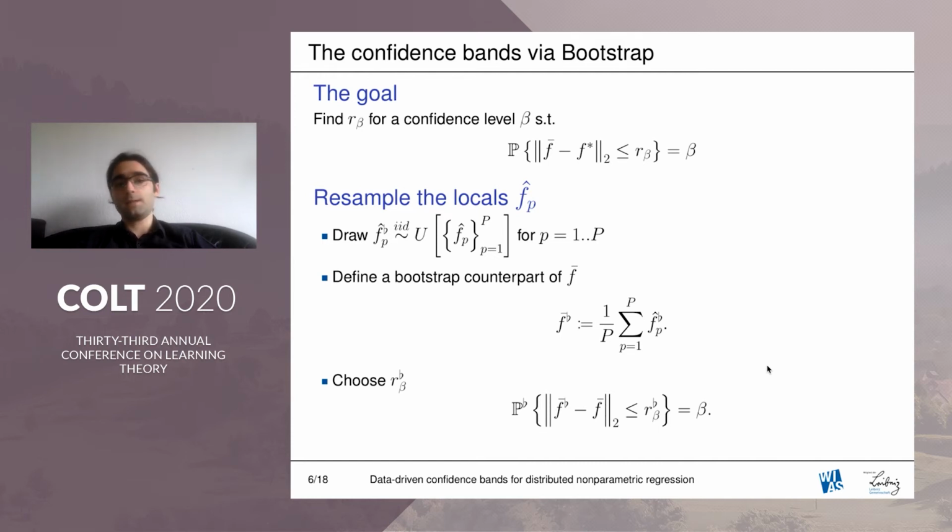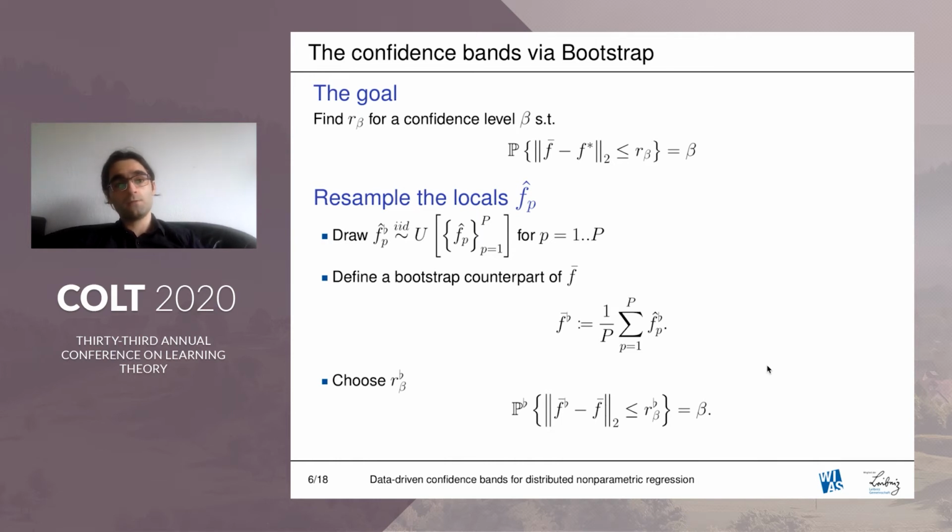The problem here is that we do not have an access to the probability measure pi. As a solution, we suggest to resample the local estimates f hat sub p. Namely, we just draw uniformly and identically from the set of the local estimates p bootstrap counterparts. Then we just average them, obtaining the bootstrap counterpart of the divide and conquer estimate. The idea now is to choose this bootstrap world quantile and use it instead of the real one. The idea is that the bootstrap counterpart of the divide and conquer estimator deviates from the divide and conquer estimator in the same manner as divide and conquer estimate deviates from the true function.